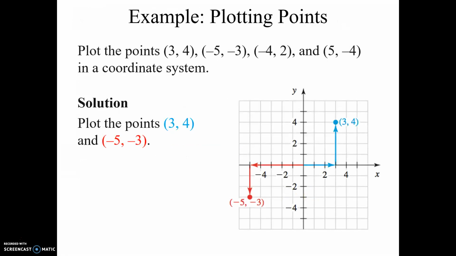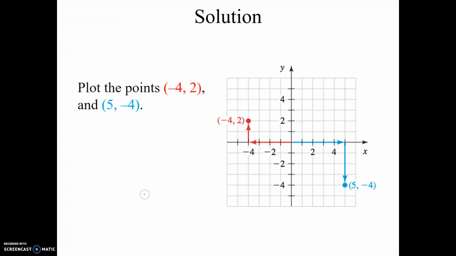For example, the point 3, 4, we would move 3 units to the right and 4 units up. -5, -3, we would move 5 units to the left and 3 units down. -4, 2, we would move 4 units to the left and 2 units up. 5, -4, we would move 5 units to the right and 4 units down.